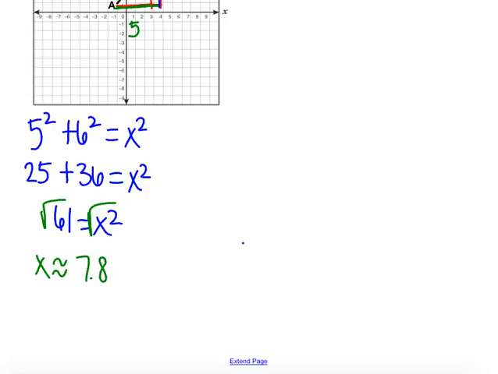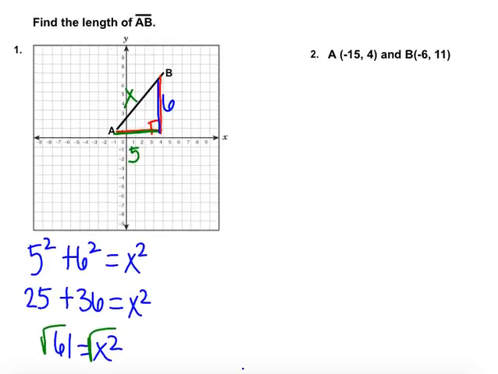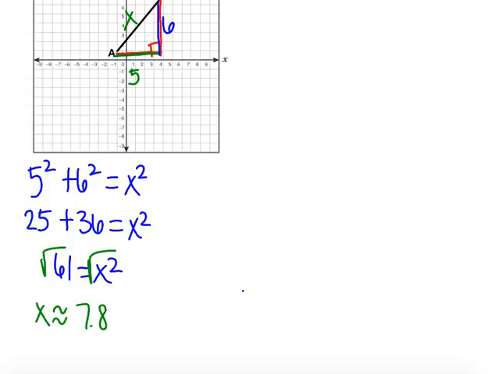But now since they were asking for a specific length, we said to find the length of AB. I'm also going to write it as AB, and since I'm talking about its length, there's no segment bar on top, so not like that, just AB equals 7.8.